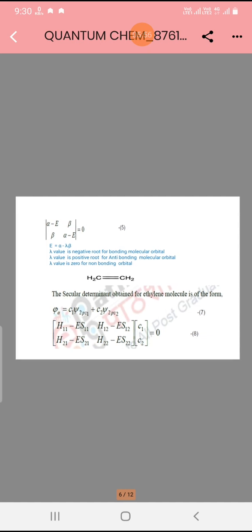In case the xi value is a negative root of the polynomial equation, it explains the bonding molecular orbital. In case the root value of x is positive, it is an antibonding molecular orbital, and if the xi value is equal to 0, that is a non-bonding molecular orbital.